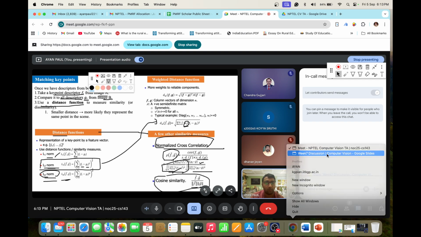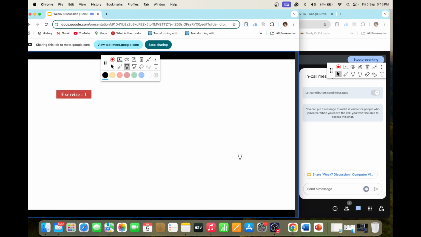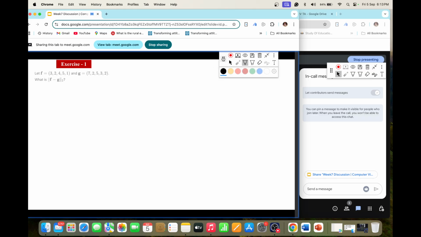Let's discuss a few questions, it will be more clear. This is question number 1. We have the f vector, 3 2 4 5 1, and the g vector, 7 2 5 3 2. We have been told to find the norm of f minus g with subscript 2, that is nothing but the L2 norm. Don't get frightened by this sign. Whenever this mod sign is there, that is a norm, and 2 written means this is the L2 norm. So L2 norm we have to find.